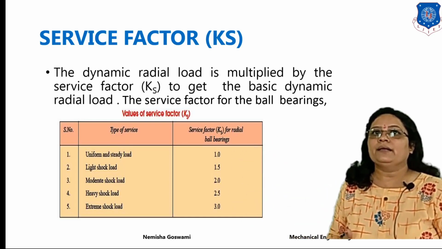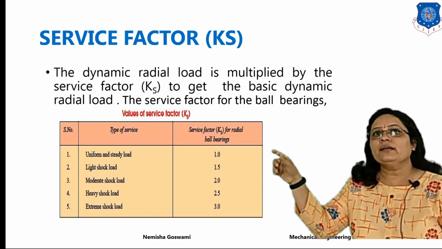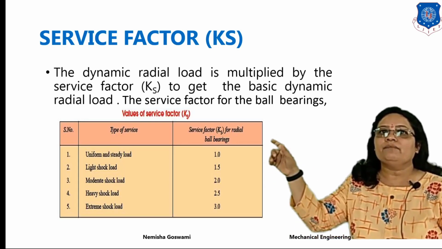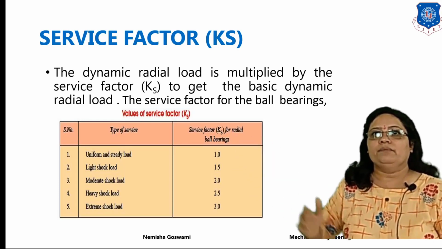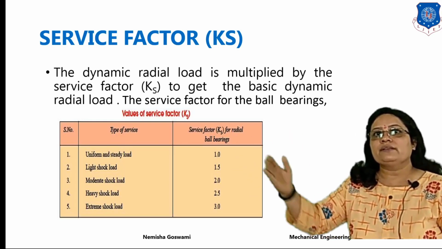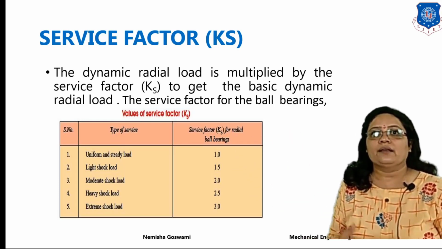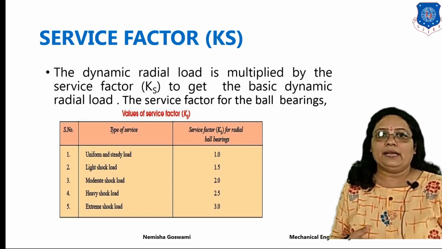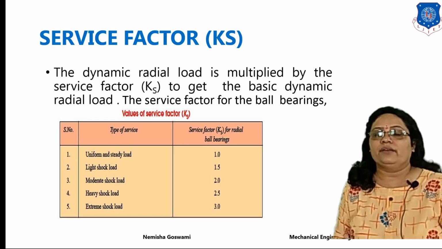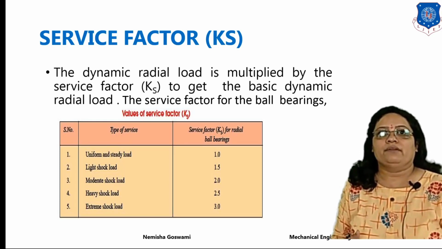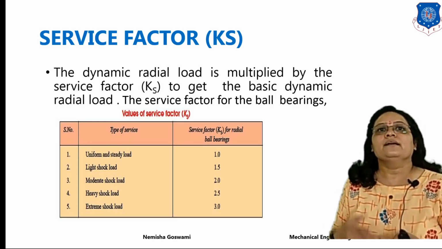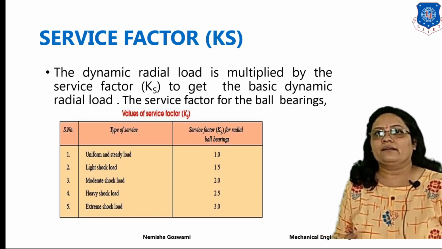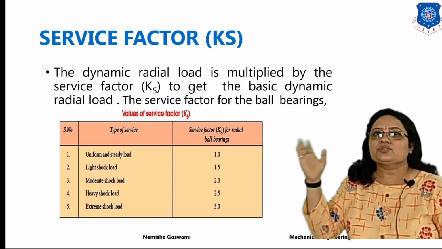For example, if the type of service is uniform, the load is applied uniformly, a steady load, the service factor is considered equal to 1. And one important thing: if the service factor is not given in your numerical, sometimes it may be given, sometimes it may not be given, right? So you can take the service factor Ks equal to 1. If it is given, you have to multiply.